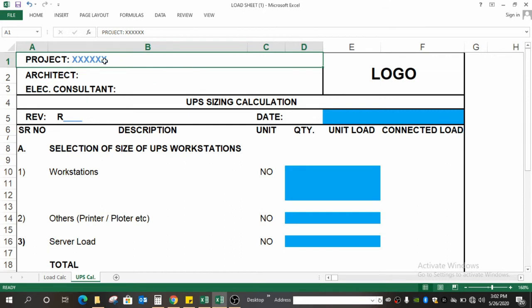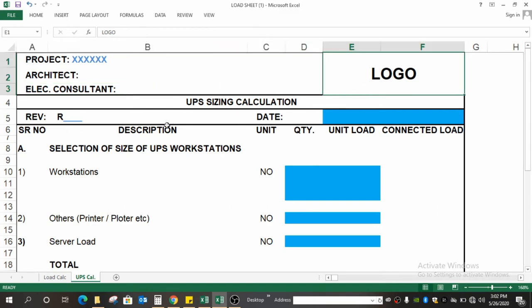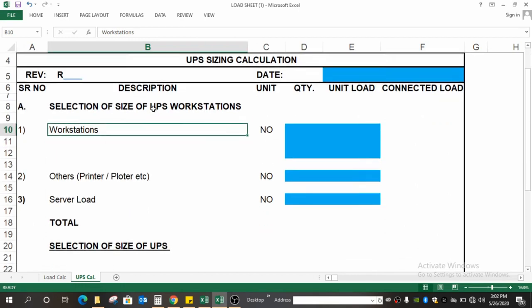Here, for the project name, you can add your project name. This is the architect name, and here the electrical consultant. Always add your number and name over here, and here is where the logo goes. Here the revision and the date, and here starts the calculation part.